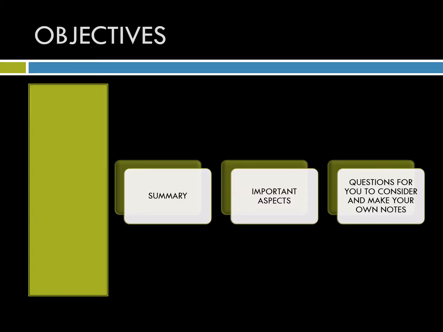So there are three objectives to this lecture. I'm going to tell you about a summary and how it works, and then I'm going to give you a summary of the article, and then I'm going to break down the article into what I consider its most important aspects. And I'm pretty thorough with this article because it's the first one we're looking at together.